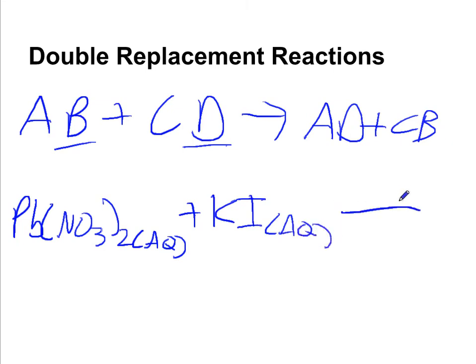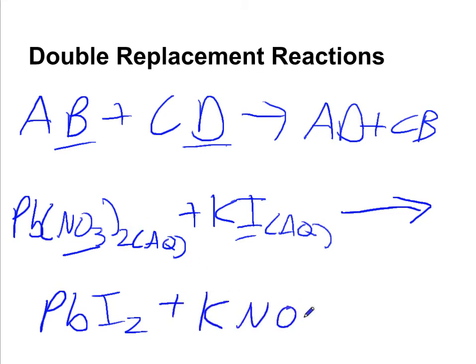When we pour these two solutions together, the iodine and the nitrate are going to trade places. So we're going to need 2 iodines to balance out the +2 charge on the lead, and the nitrate is going to come over with potassium. Now, in this reaction, we started with 2 solutions that we poured together.